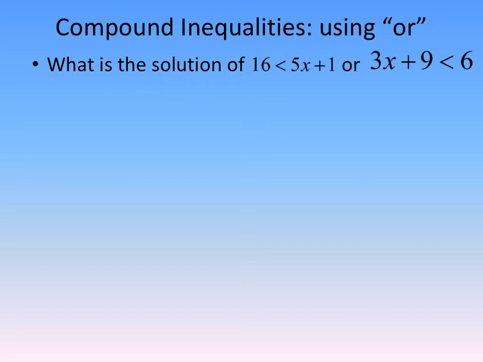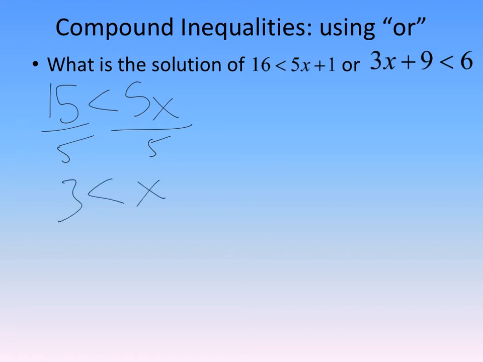So let's start off by subtracting that 1. So we have 16 minus 1, would give me 15, is less than 5x. Divide by 5. I get 3 over on the left-hand side. It's less than x. Or you could write it as, x is greater than 3, kind of like we just had. All right. Other one.